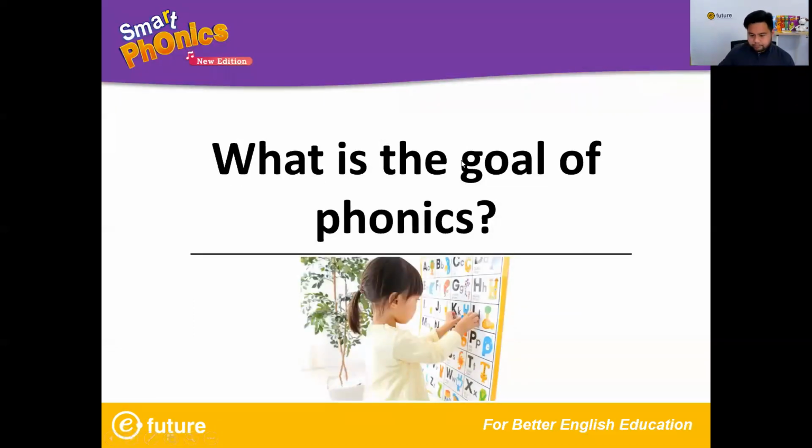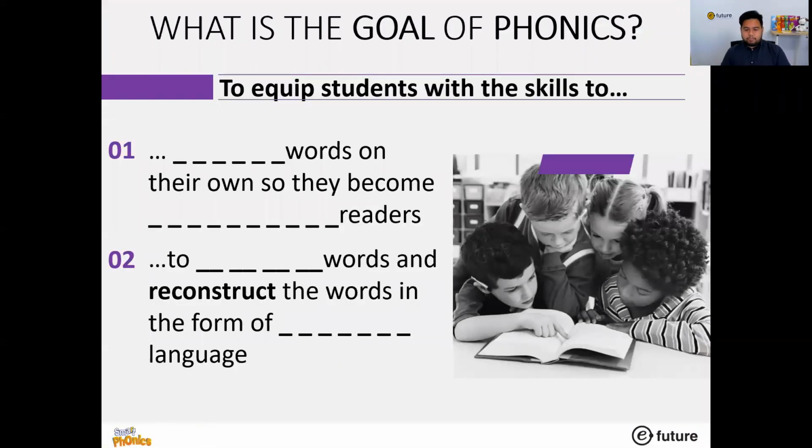All right, so first, what is the goal of phonics? I have some blanks here. The goal of phonics is to equip students with the skills to what? This is where you come in on the chat. Let's go word by word and see if you can guess what we have here.